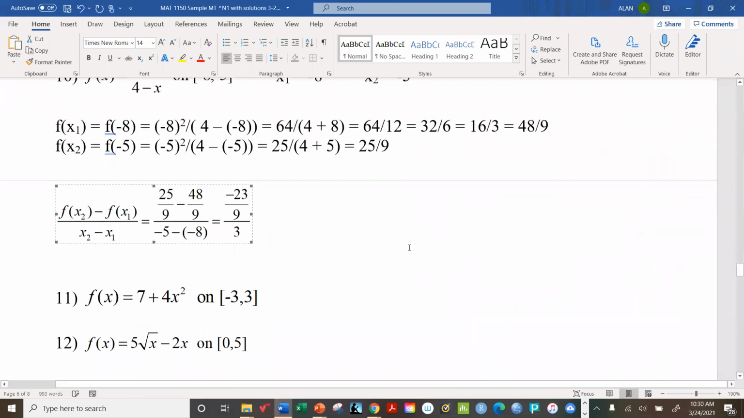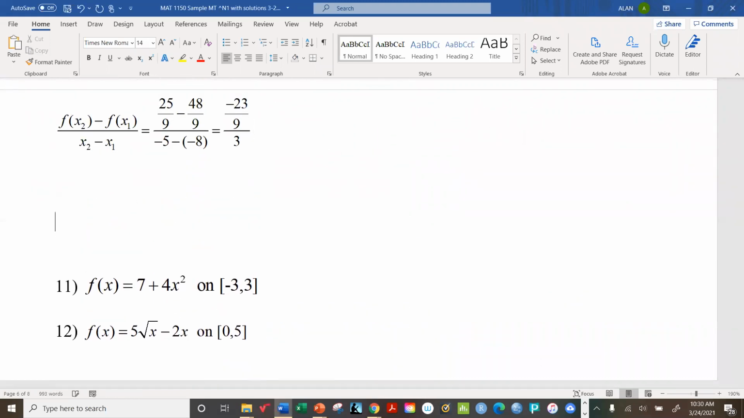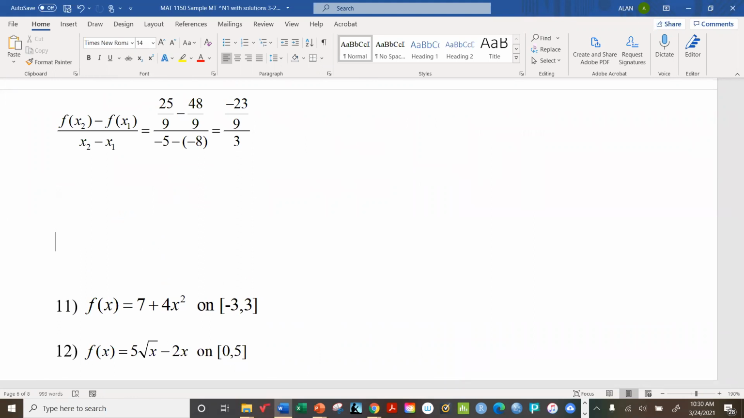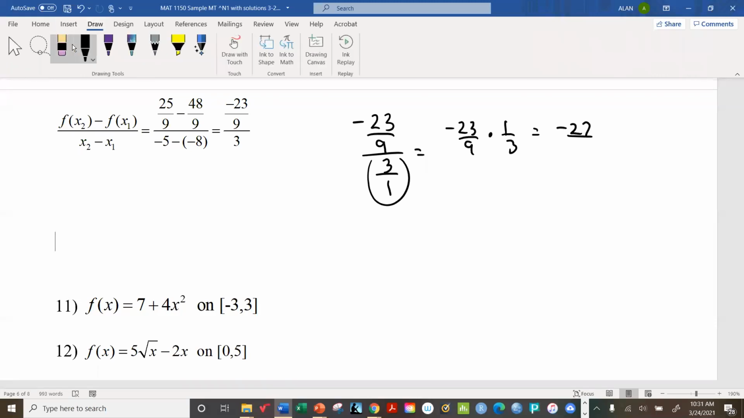That's right. We know what to do with this one. So I'll show you what you can do in a case like this. You could think of this as 23 ninths divided by 3 over 1. And then you can multiply this times the inverse, which is 1/3. So you'll end up with minus 23 over 27. Minus 23 over 27 is the final answer.